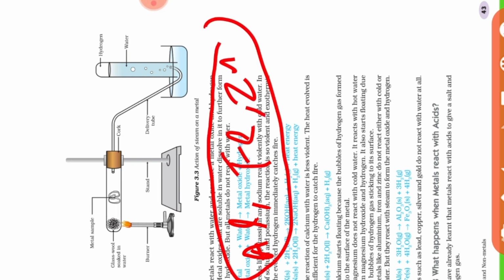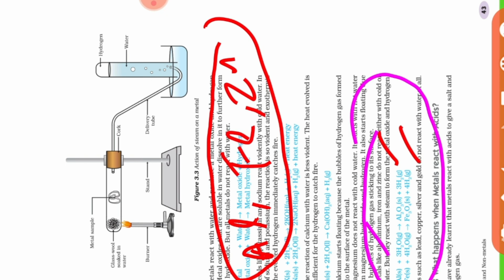And just remember one thing after that: metals like aluminium, iron and even zinc do not react with cold water or hot water. Usually they react with the steam. You can see these two reactions from what they have written there. Please see, all of you. Aluminium with 3 moles of water gives Al2O3. Iron with 4 moles of water gives Fe3O4. Same thing only they are asking you.